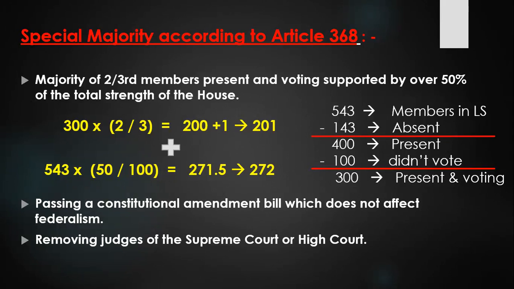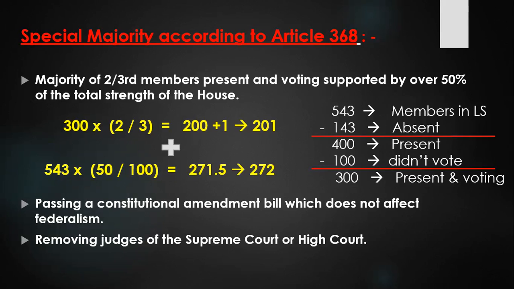Means we need more than 2/3 of the members present and voting. But we also need, listen to my words carefully, more than 2/3 of the members present and voting, and we also need more than 50% of the total membership of the house. So when we calculate 50% of the total membership of the house, the number will come 272. So the bill should be supported by at least 272 members.